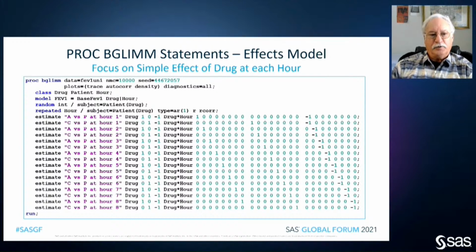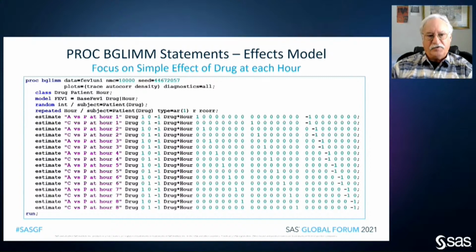The model includes the base FEV covariate and then the drug by hour effects. The random effect, we have the first random statement is the between subjects effect. The repeated statement, so this is kind of like the syntax that we have in PROC MIXED. We have variation over hours within each patient by drug. The covariance structure is AR1, and this R and RCORR would allow us to print out what the covariance and the correlation matrices look like.